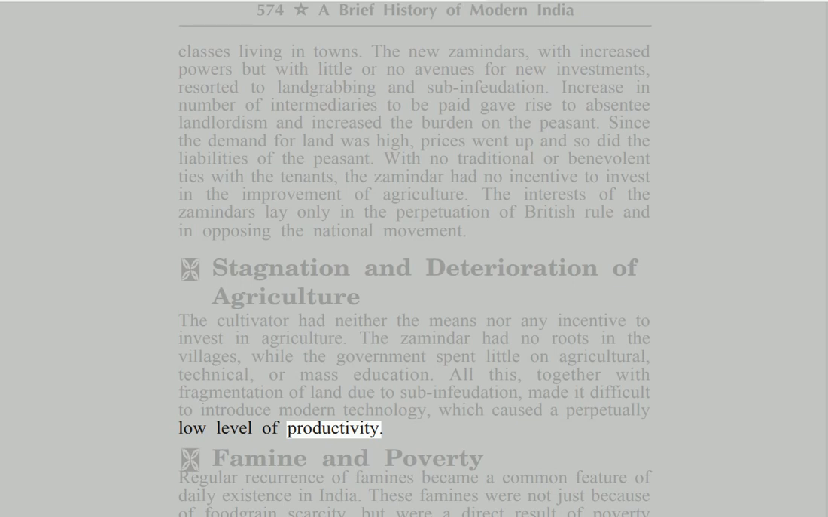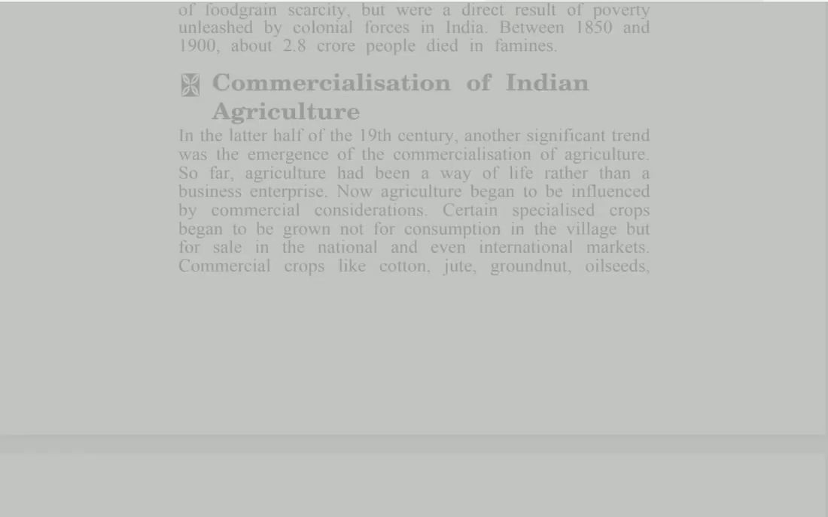productivity. Famine and poverty. Regular recurrence of famines became a common feature of daily existence in India. These famines were not just because of food grain scarcity, but were a direct result of poverty unleashed by colonial forces in India. Between 1850 and 1900, about 2.8 crore people died in famines.